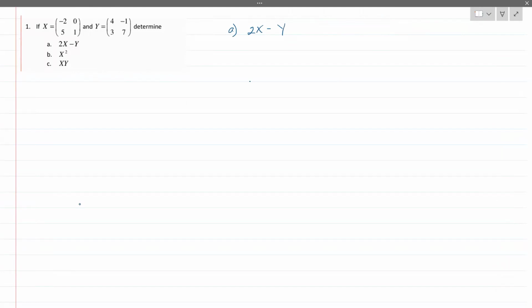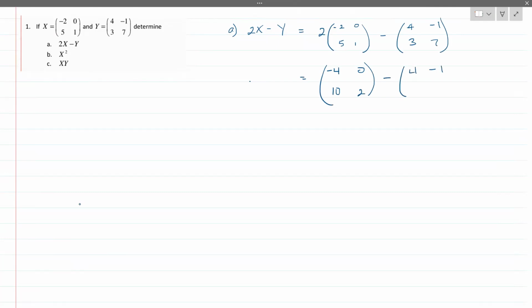To do that, we will just multiply the contents of each matrix by that number that's outside of the bracket, right? So what will we get here? 2 by negative 2 will give me negative 4. 2 by 5 will give me 10. 2 by 0 is 0. 2 by 1 will give me 2. Minus 4, minus 1, 3, 7.